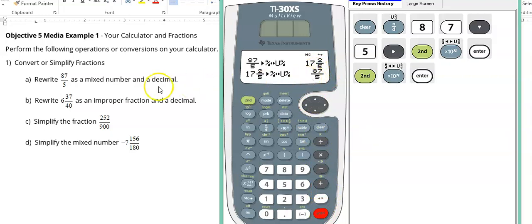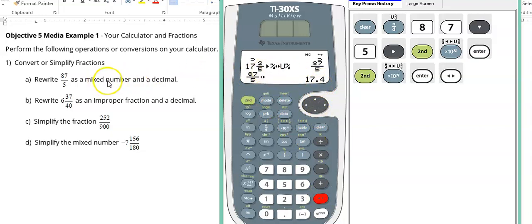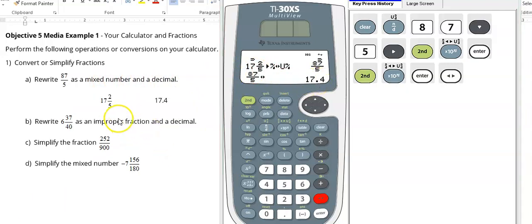Now let's write this as a decimal, and all I have to do is hit this toggle button, or you could use this second fraction decimal, but the toggle's a lot easier. And we have 17.4. So our mixed number was 17 2/5, and our decimal is 17.4. And I've updated our answers right here. So here's the mixed number, here's the decimal.